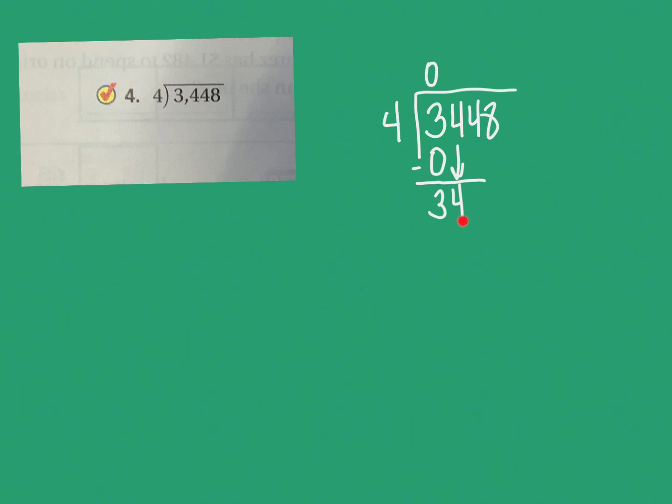Okay. 4 times what number gets me as close to 34 as possible without going over? 4 times 8 is 32. 4 times 9 is 36. 36 is too high, so it's going to have to be 4 times 8. I put that right above the hundreds place because that's what I'm multiplying with. 8 times 4 is 32. Subtract to find out how many of those hundreds flats are left. 4 minus 2 is 2. 3 minus 3 is none. Check, is this current remainder less than my divisor? Yes. Oh, good, good, good.